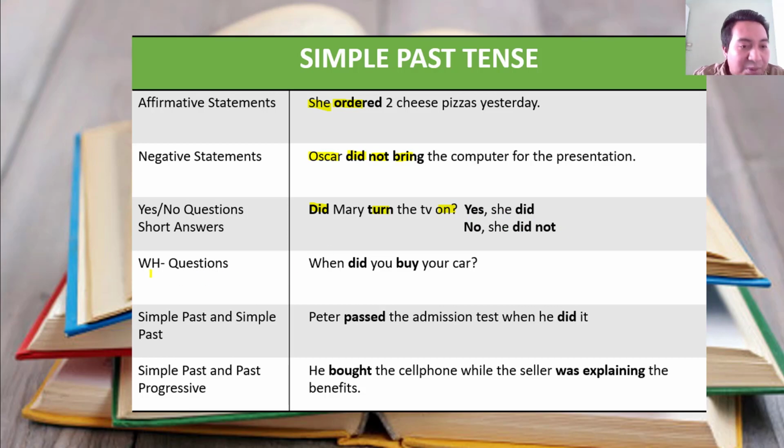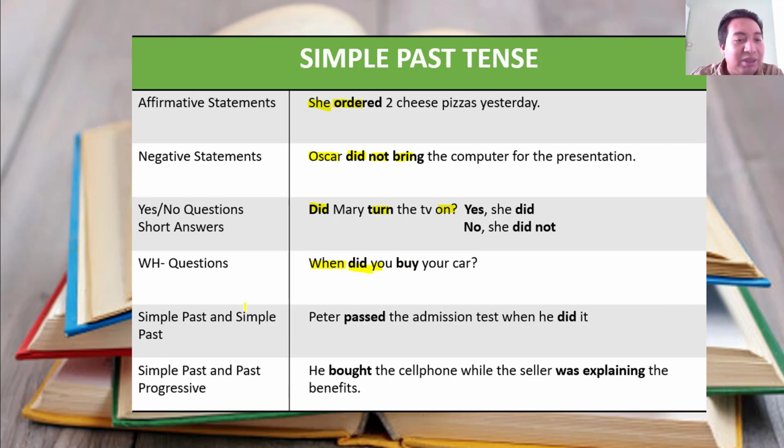Alright, now let's move on to the WH questions. The WH words, as you may know, are when, why, to whom. So in this case, we have an example: when did you buy your car? First of all, we need to add the WH word, when, plus the auxiliary did, because we're talking about simple past. So when did, subject you, plus the verb, in this case, buy. Buy in the base form. When did you buy your car?